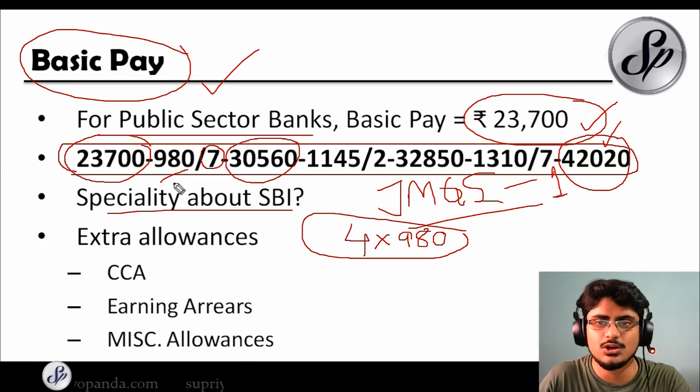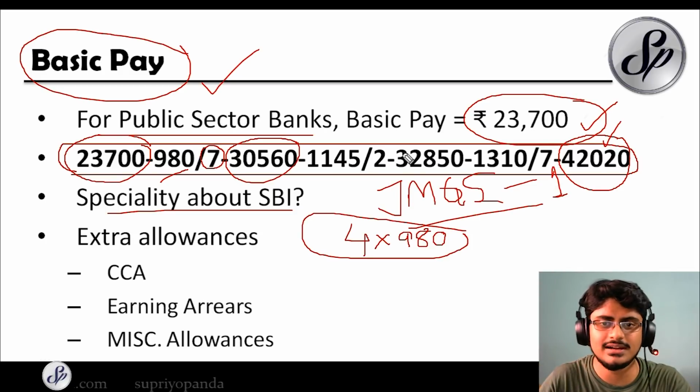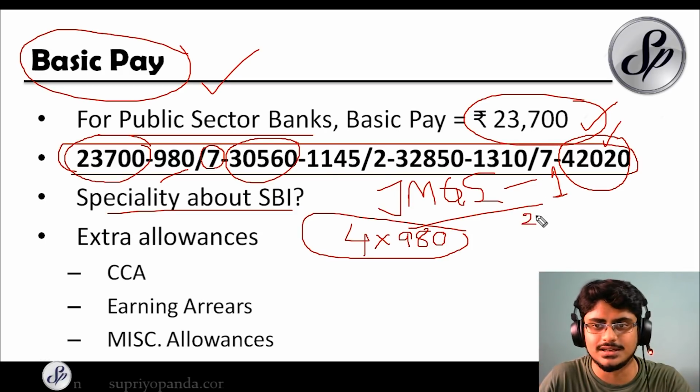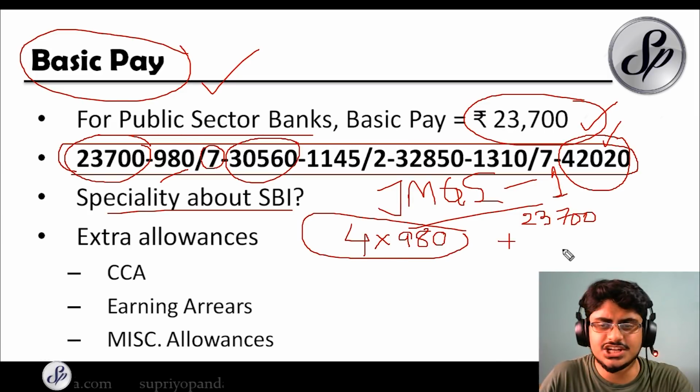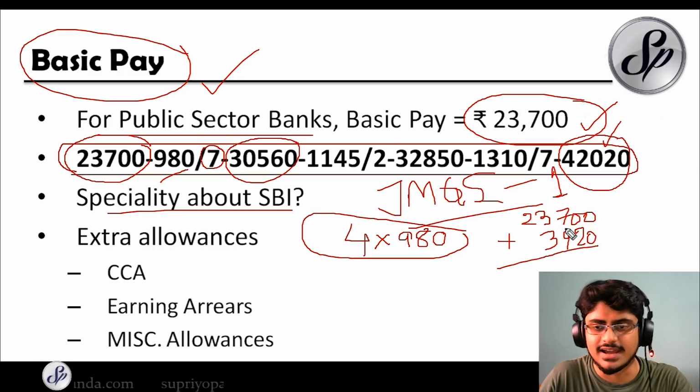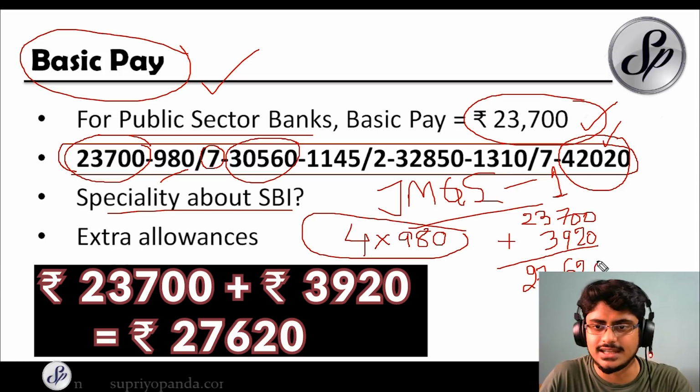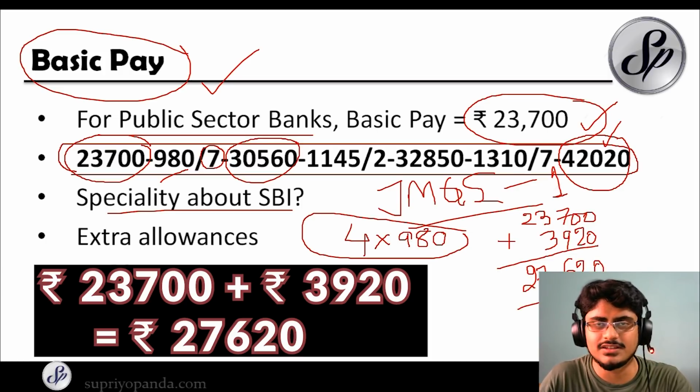When you are recruited as an SBI PO, automatically you get 4 increments of 980 rupees. So this is added to your 23,700. So for an SBI PO, the 23,700 will be there, and in addition you will be getting 4 increments of 980 rupees. So what is this amount? 4 into 980, you are going to get 3920. So 3920 is going to be added, and finally you get 27,620. This is the amount which is going to be your basic pay.